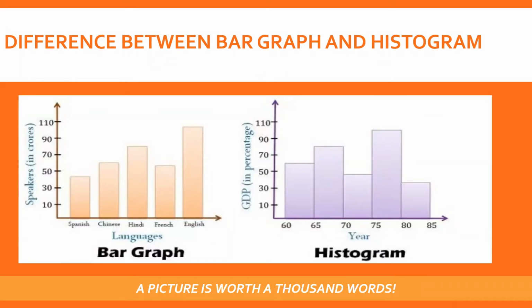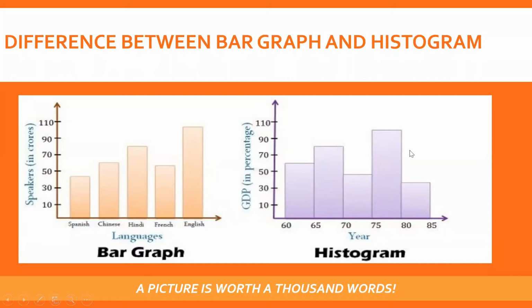It is the category of data. We are showing a histogram for ranges like 60 to 65, 65 to 70, 70 to 75. But in the bar graph, it is for individual items, like Spanish, Chinese, Hindi, and instead of these labels, you can have single numbers also. But a histogram is for the continuous, it is for the range, and that range is also continuous.